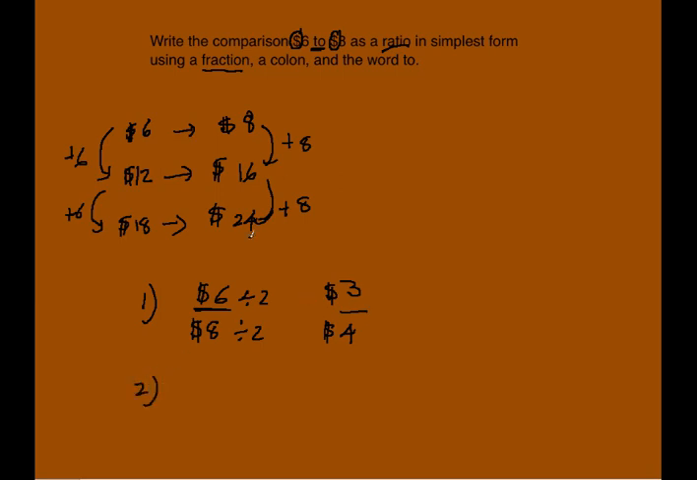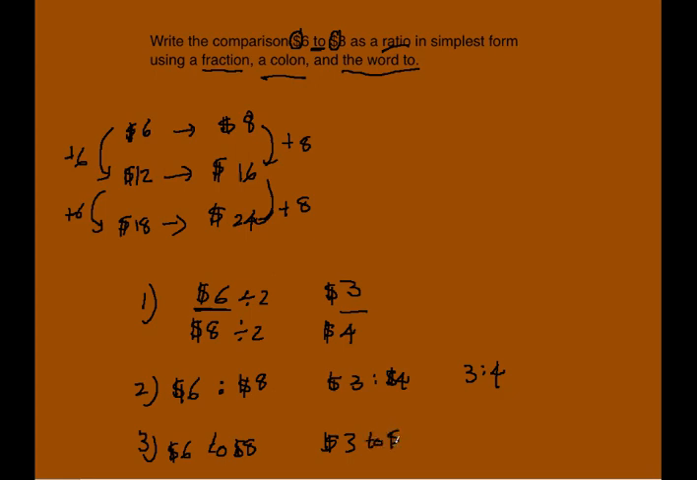And the other way we can write it is using a colon. So $6 to $8. Again, simplify. If we simplify, we have $3 to $4, or just 3 to 4. And then the third way is by using the word to. So $6 to $8. Simplify, just like we did here. $3 to $4, or just 3 to 4.